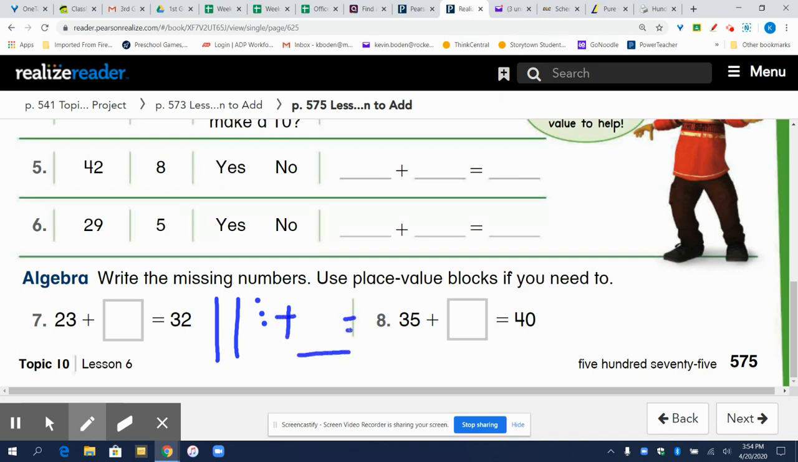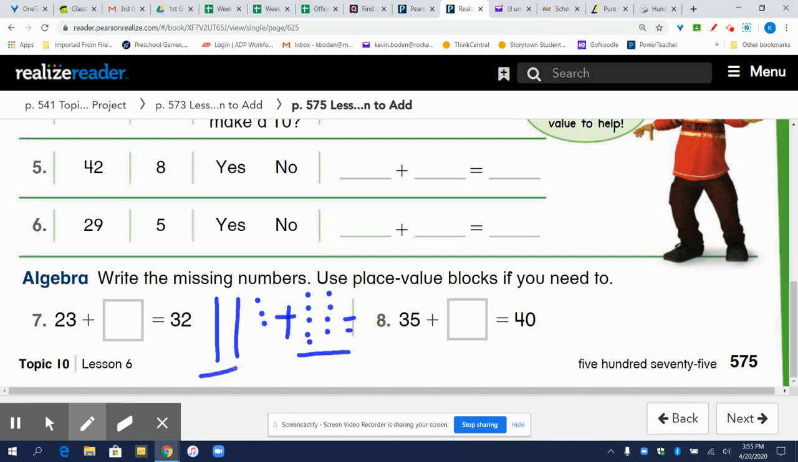So no matter what we have here, we need to have 32. So right now we only have 10, 20, 21, 22, 23. So I'm going to count all the way up to 32. So after 23 is 24, 25, 26, 27, 28, 29, 30, 31, 32.